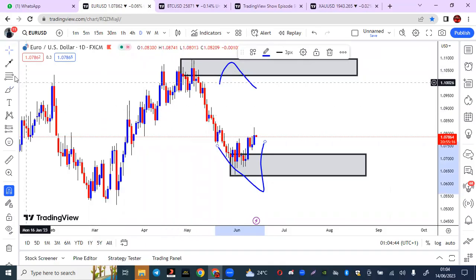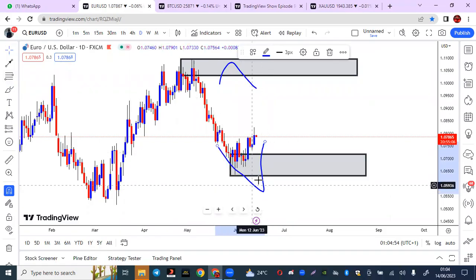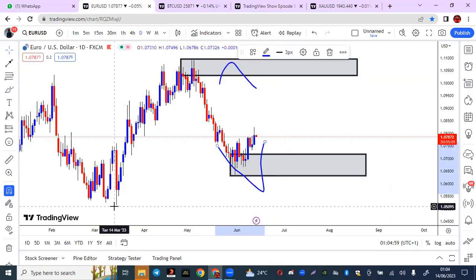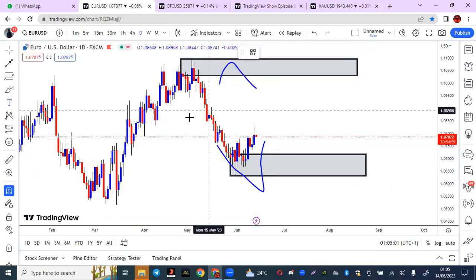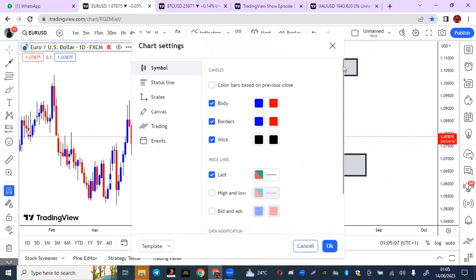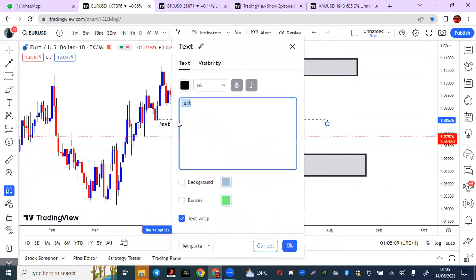Okay, so we have price. Usually for a demand setting, price will come drop, base. This base is the V now. Drop, form a base, rally. So for demand, we have drop, base, rally. Demand, we have drop, then it forms a base, rally. For supply is the other way.